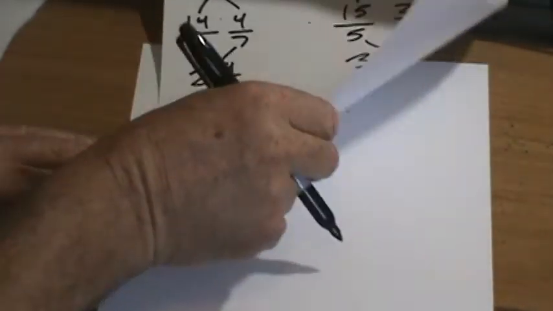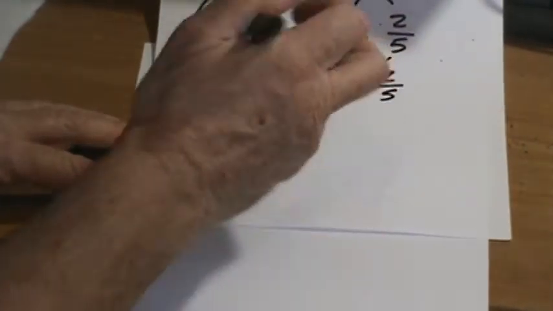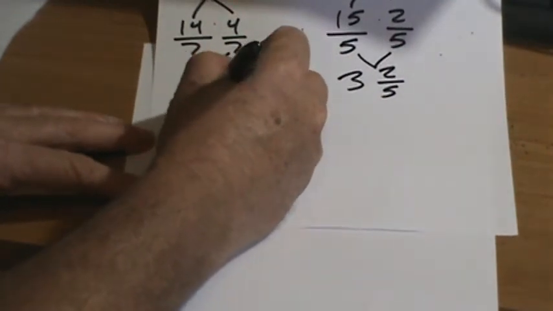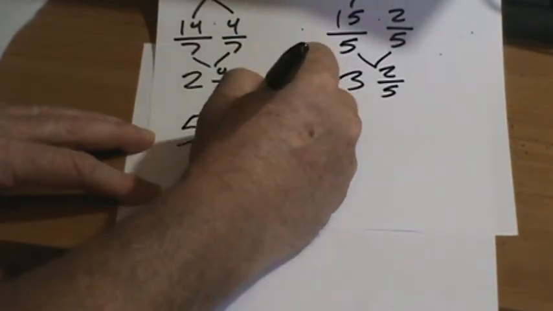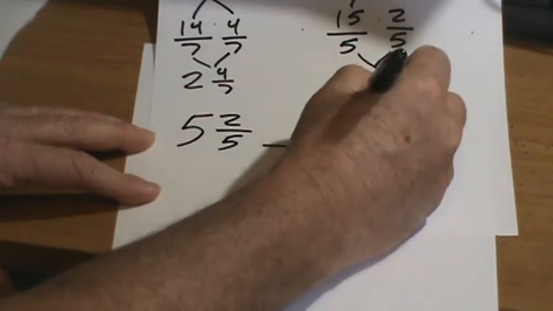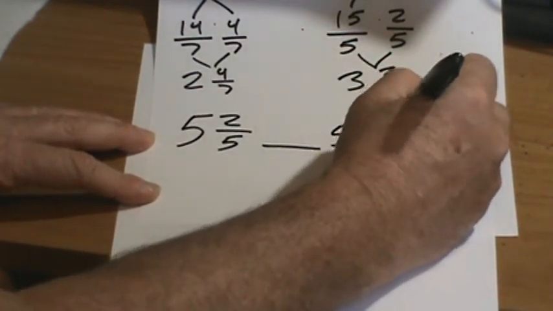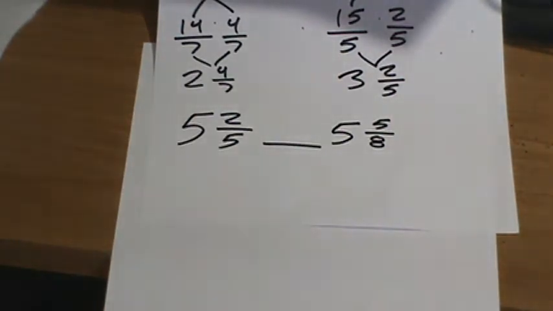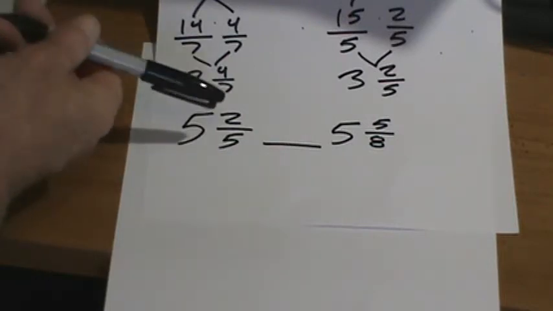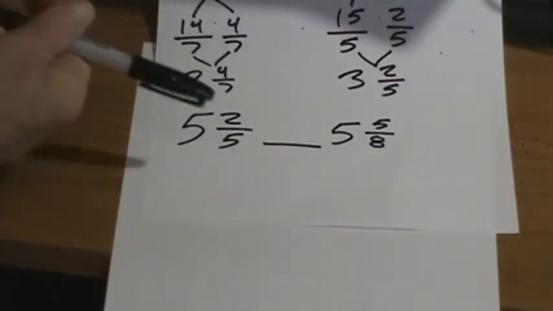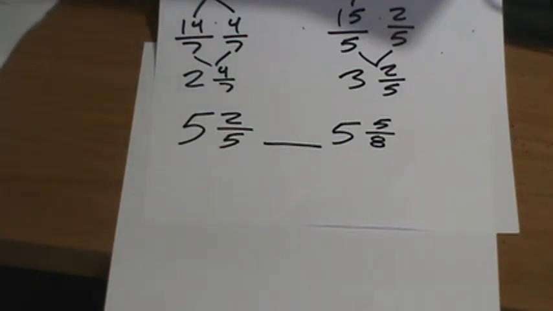Let's do another one. Ooh, they're being tricky on this one. 5 2/5 compared to 5 5/8. Wow. How are we going to determine which fraction is larger, 2/5 or 5/8? Well, we could do all sorts of things. We could make the denominators the same. We haven't even touched upon that again. But let's just think about 2/5 and 5/8. What do you think's bigger, 2/5 or 5/8?